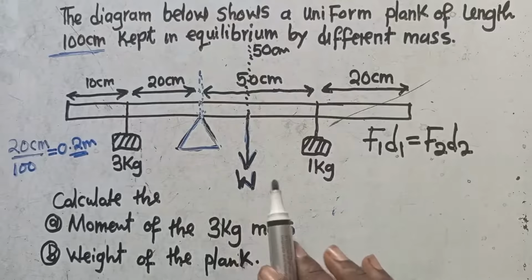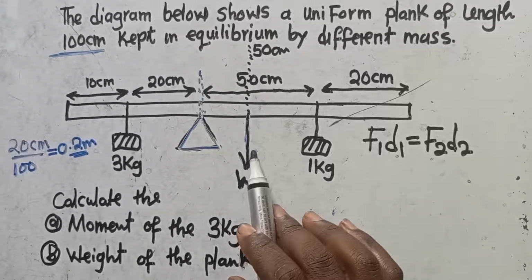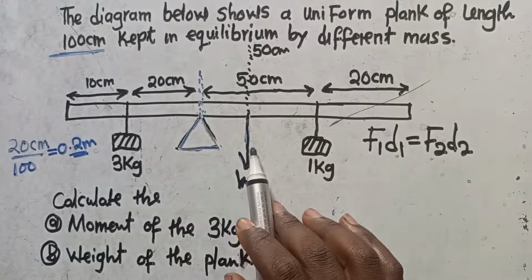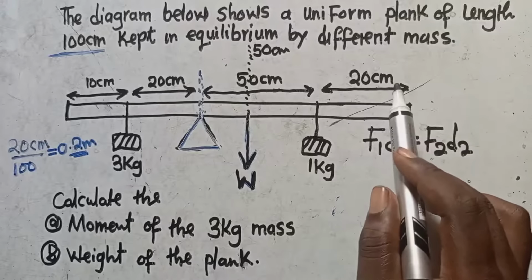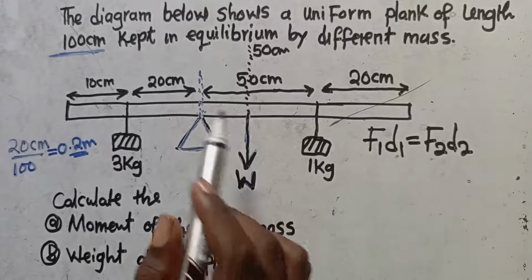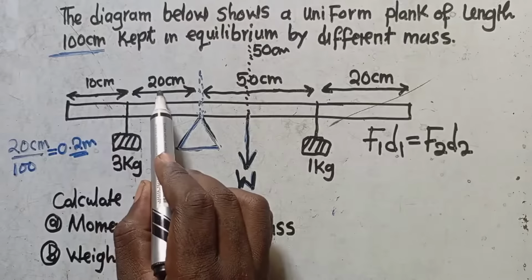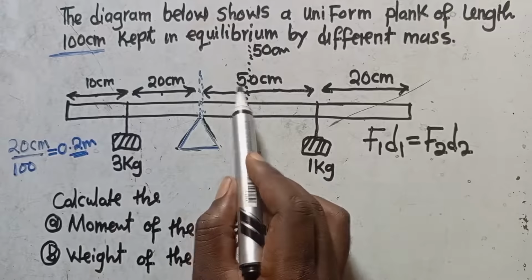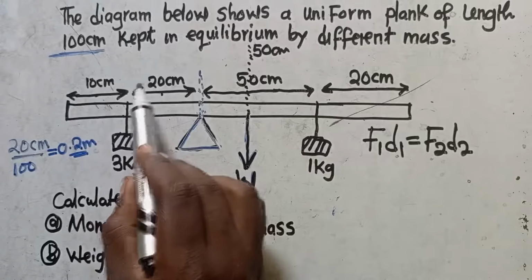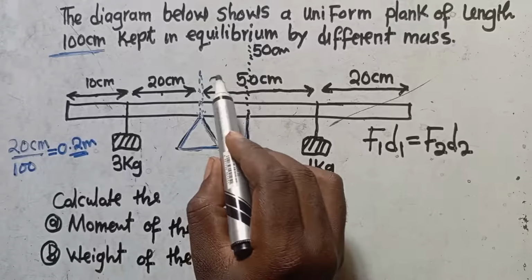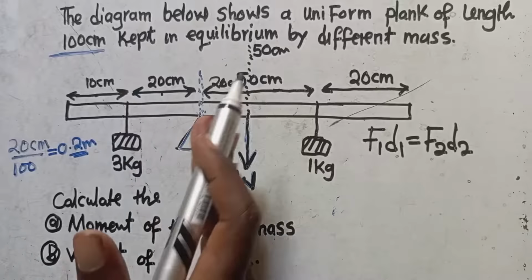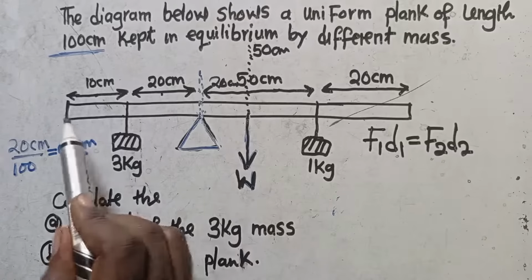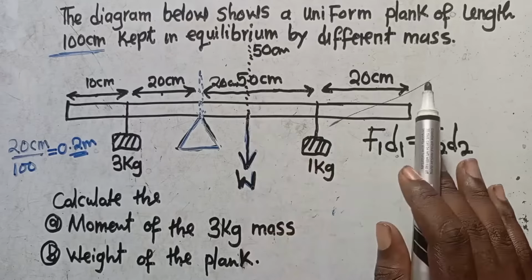This is the center. So since this is the center, then I've said that from here, from this part, here this is 10, this is 20. Meaning this gap, this is 20 plus 10, 30. So this gap will be what? This gap will be 20, so that this whole side becomes 50. Then this part also becomes 50.